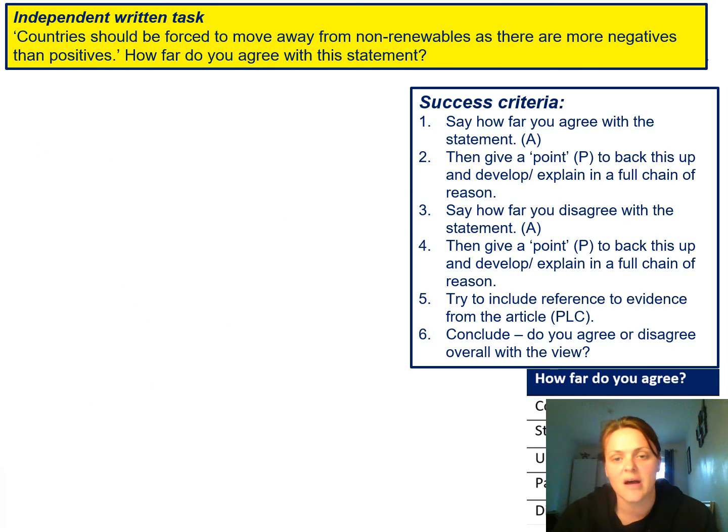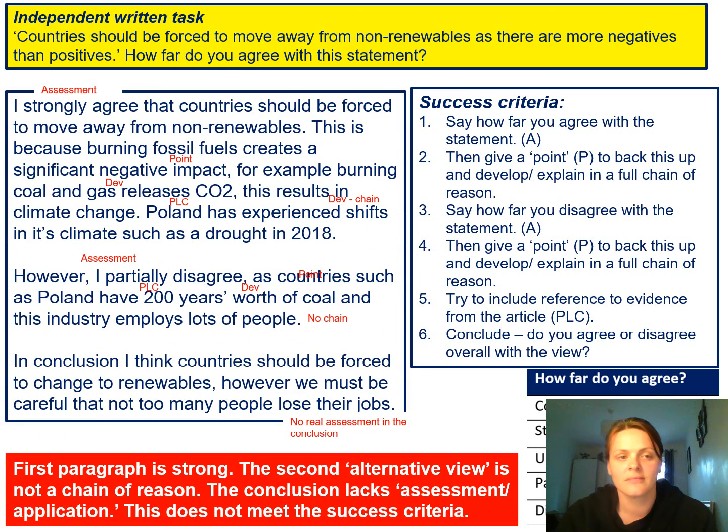So I'm just going to put it up and I want you just to see. It says here, I strongly agree that countries should be forced to move away from non-renewables. This is because burning fossil fuels creates a significant negative impact. For example, burning coal and gas releases CO2. This results in climate change. Poland has experienced shifts in its climate, such as a drought in 2018. However, I partially disagree, as countries such as Poland have 200 years worth of coal and industry, and it employs lots of people. In conclusion, I think countries should be forced to change to renewables. However, we must be careful that not too many lose their jobs.